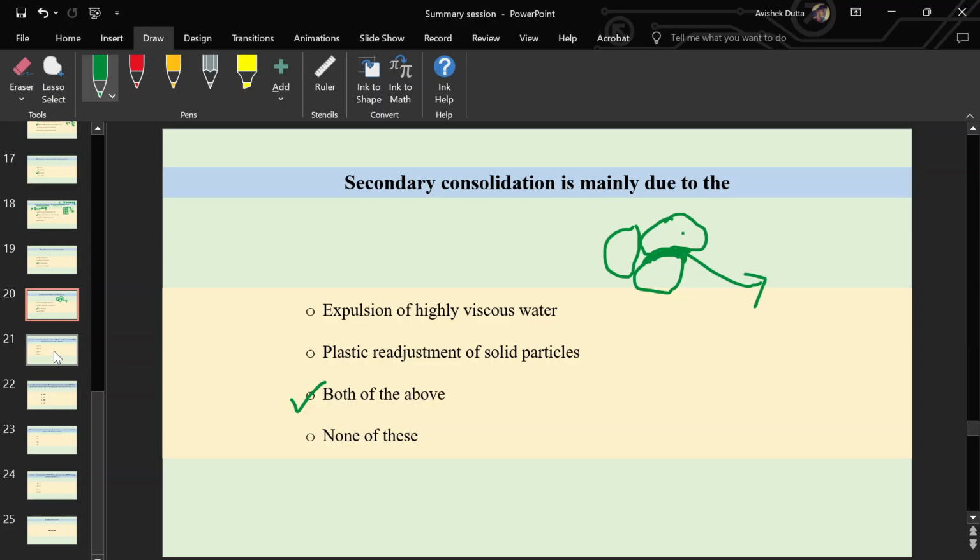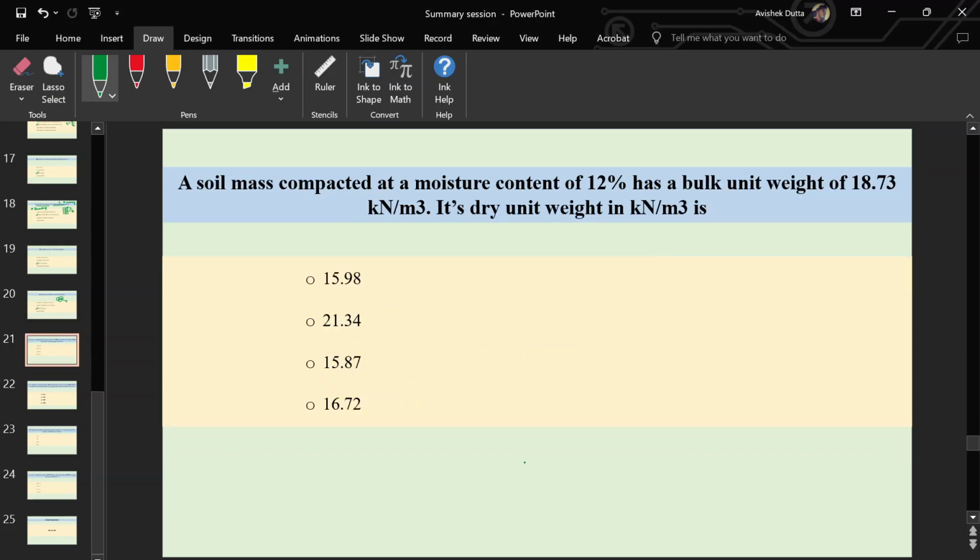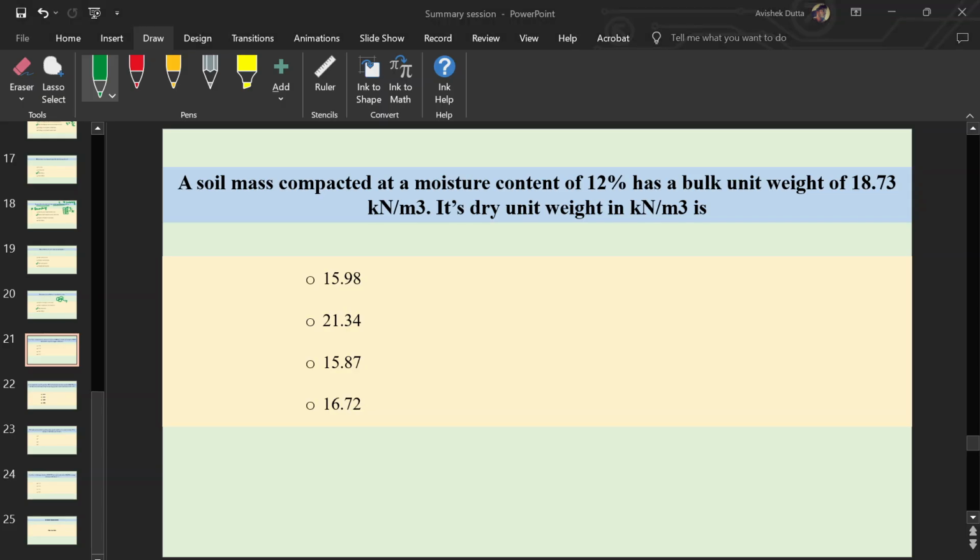Okay, let's see the next question. This is a numerical. Anyone can tell me the formula? The soil mass is compacted at a moisture content of 12%. We have moisture content, and we have bulk unit weight of 18.73 kilonewton per meter cube. Find the dry unit weight. What is the formula for dry unit weight?